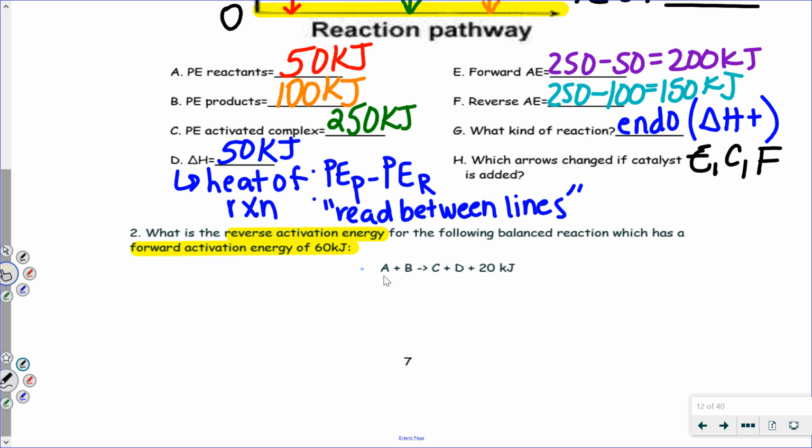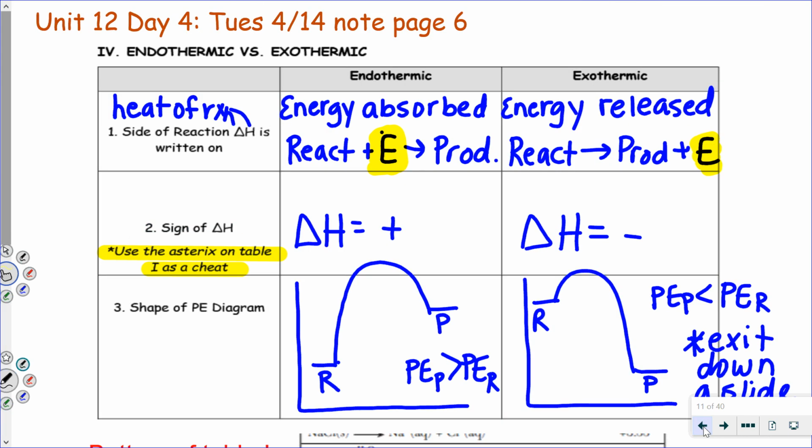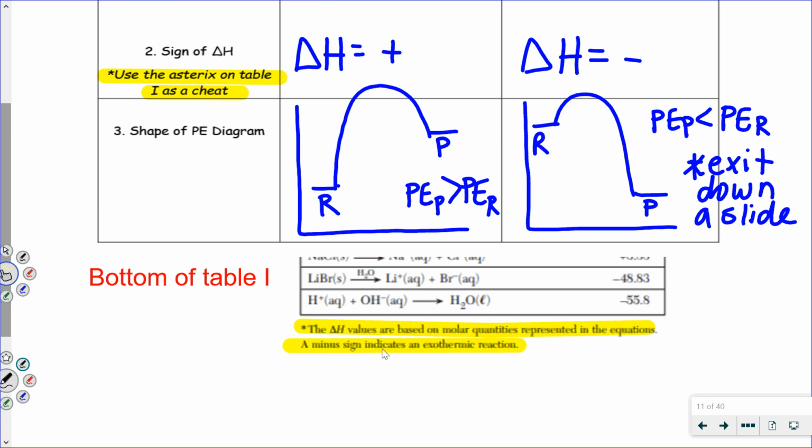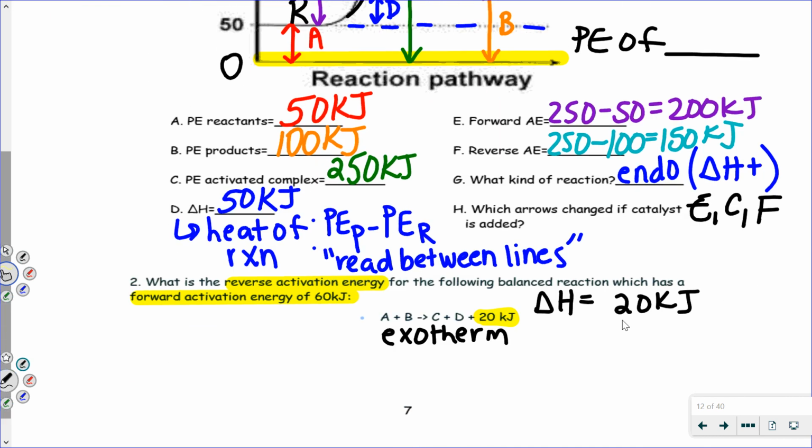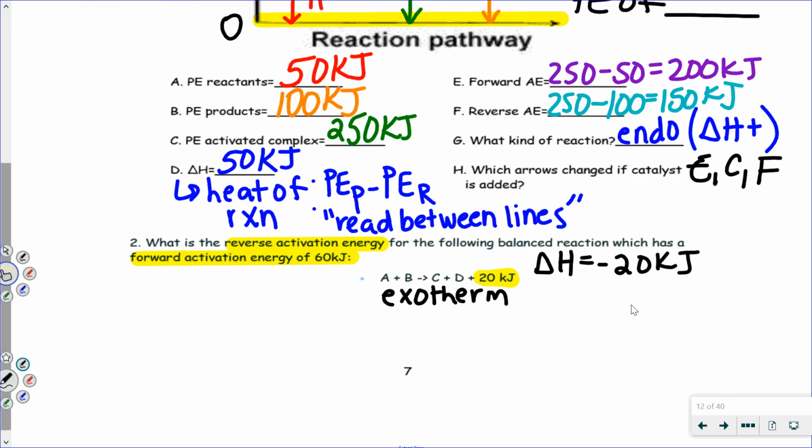A plus B, those are reactants, yield C plus D plus 20 kilojoules. So notice 20 kilojoules. This is on my product side. This is my delta H. But it's a product, which means it's being released. So this is an exothermic reaction. And if you recall, as I said, using the bottom of table I as a kind of cheat sheet, if you have an exothermic reaction, your delta H needs to be negative. So that means my delta H is actually a negative 20 kilojoules, which doesn't really matter in this reaction so much, but just kind of think about it that way.